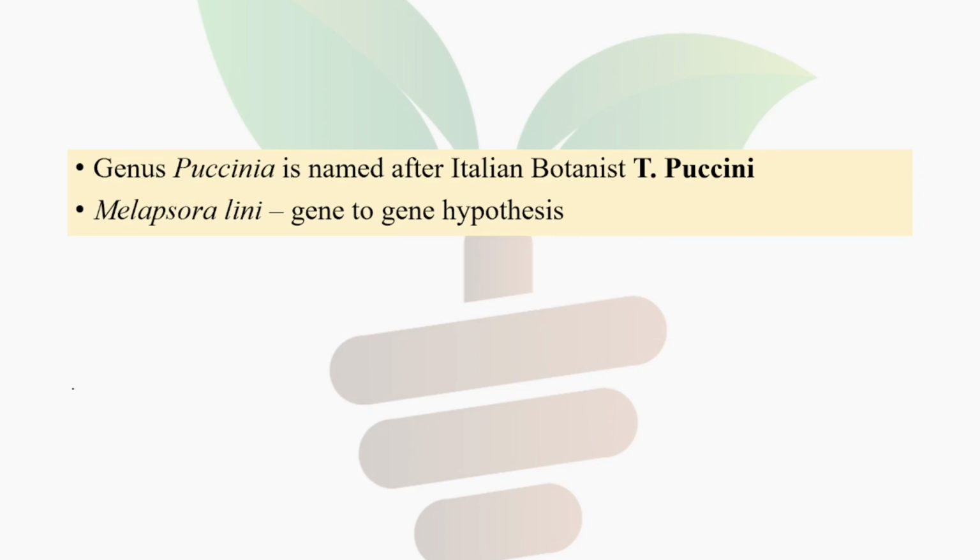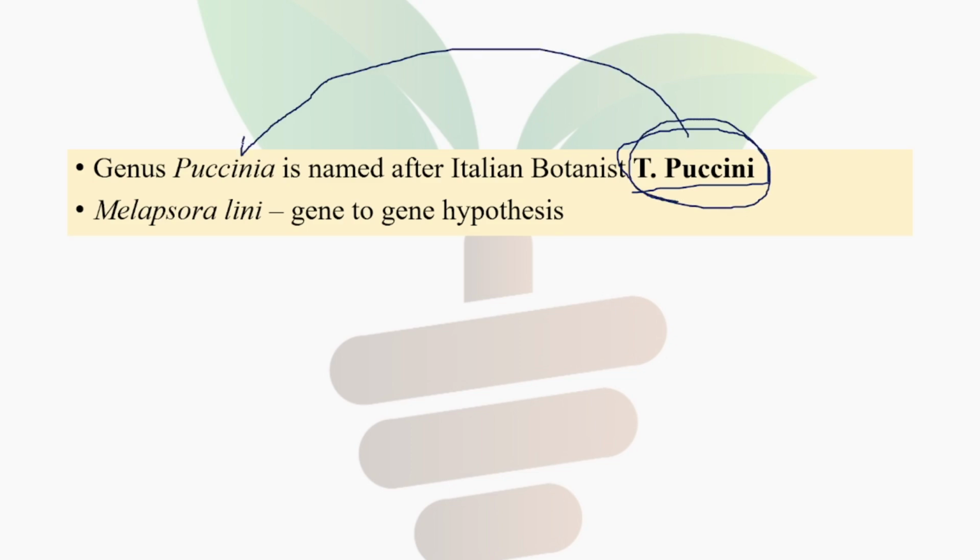Genus Puccinia is actually named after an Italian botanist. There is a scientist called Puccini. To honor the scientist, a new genus was created, Puccinia. So it is derived from the Italian botanist Puccini.